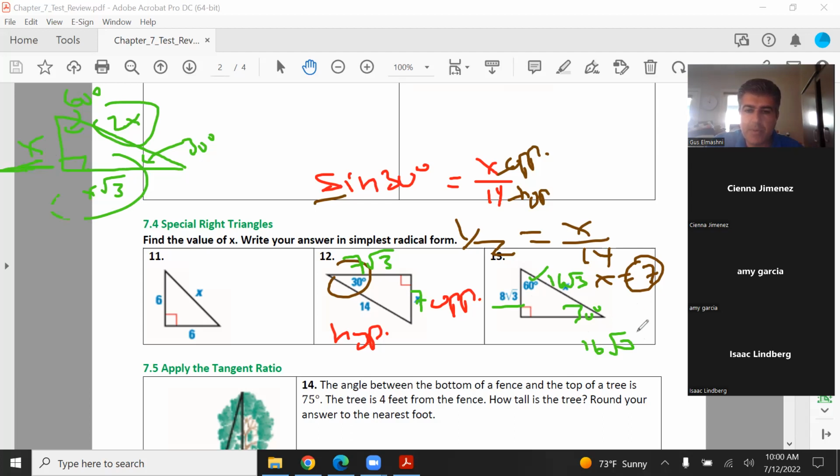So you have 16 root 3 for number 13, and you have 7 for number 12. So the answer is 7 for number 12, and 16 root 3 for number 13. Hopefully we are okay with that.